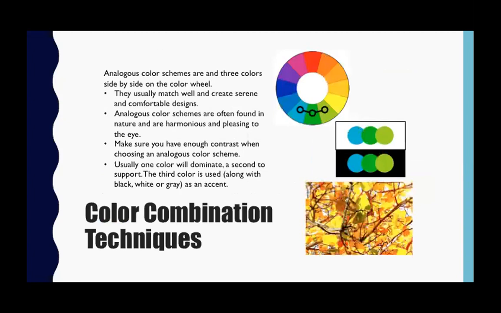Analogous color schemes are three colors that are side by side on the color wheel. They usually match well and create serene and comfortable designs. You see there's the blue and the green and the lime green or yellow green. Analogous color schemes are often found in nature and are harmonious and pleasing to the eye. So make sure you have enough contrast when choosing an analogous color scheme. Usually one color will dominate, a second to support, and the third color is used along with black, white, or gray as an accent color. There's some color combinations there.